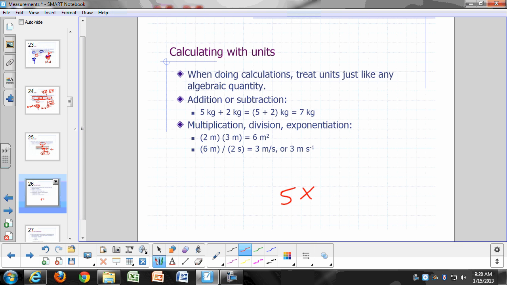So when adding or subtracting quantities that have units, the units have to be the same before you can combine the numbers. Just like if you do 5x and 2x, you get 7x, right?